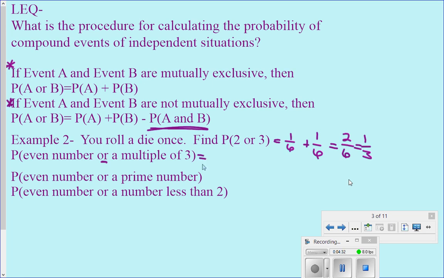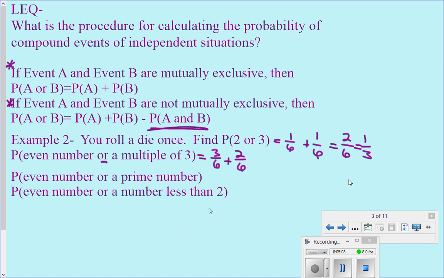I'm going to first add the probability of even numbers. Well, even numbers on a die are 2, 4, and 6. So that's 3 out of 6. I'm going to add that to the probability of multiples of 3 on a die. Well, multiples of 3 on a die are 3 and 6, and that makes 2 out of 6. But the issue with that is, think about these numbers, 2, 4, and 6, and 3 and 6. Well, I counted 6 in both groups. So 2, 4, 6, and I counted 6 here with 3.